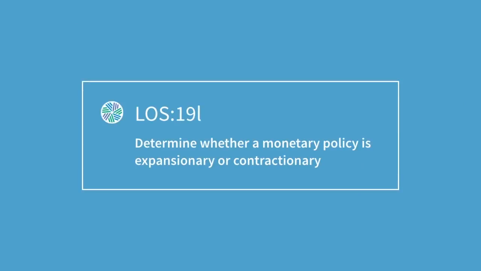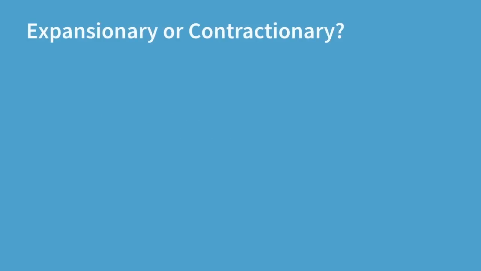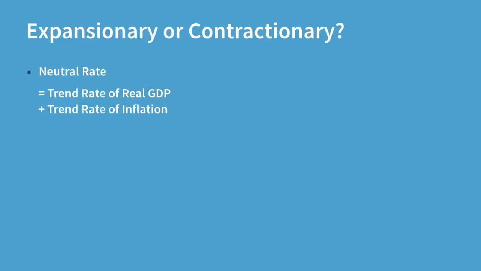Next, we are asked to determine if a monetary policy is expansionary or contractionary. Now, this is basically asking us to understand what a neutral rate is and how to compare the neutral rate to the policy rate. The neutral rate is the money supply growth rate, which should put you right at the target inflation rate. At this rate, we should be neither increasing nor decreasing the economic growth rate. With the neutral rate, we account for the trend rate of real GDP and a target amount of inflation, where the trend rate is an estimate of the long-term sustainable growth rate of GDP.